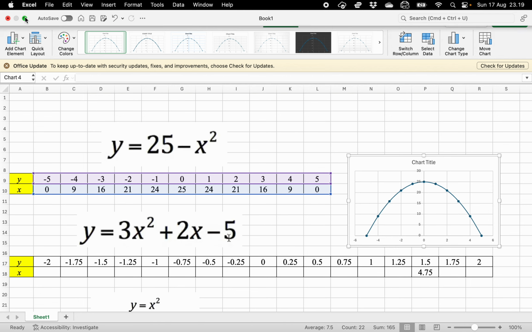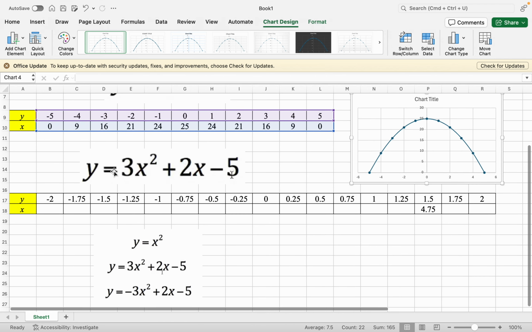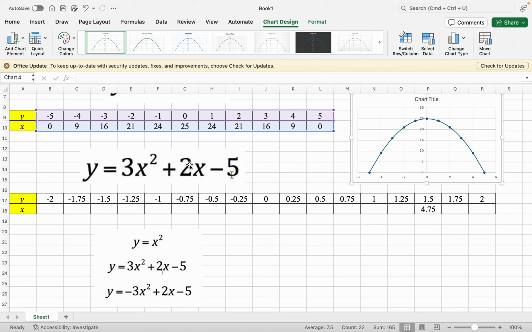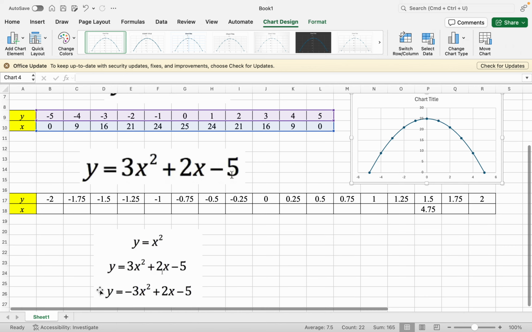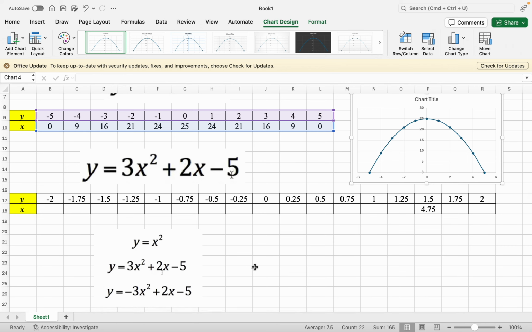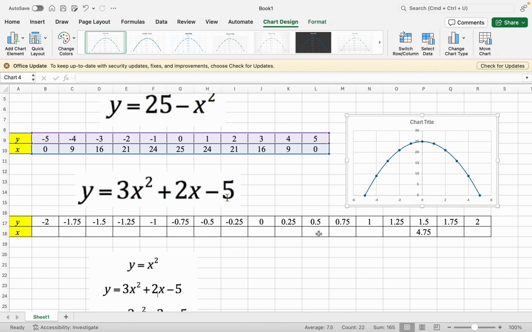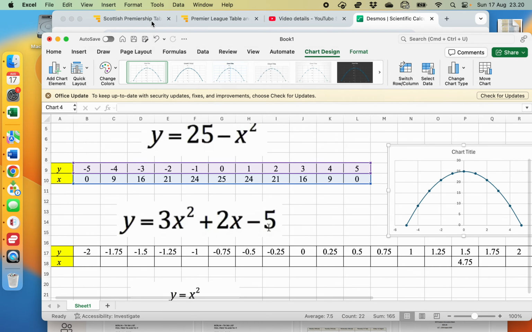So what I'd like you to do now is try and complete this table for y equals 3x squared plus 2x minus 5. Complete another table for y equals x squared. Complete another table for y equals minus 3x squared plus 2x minus 5 and see what difference that makes. And then try to plot out their graphs. You can either do it by plotting individual points in your graph book, or you can get Excel to do it for you. Once you've done it one way or another or both, you can also look at GeoGebra.